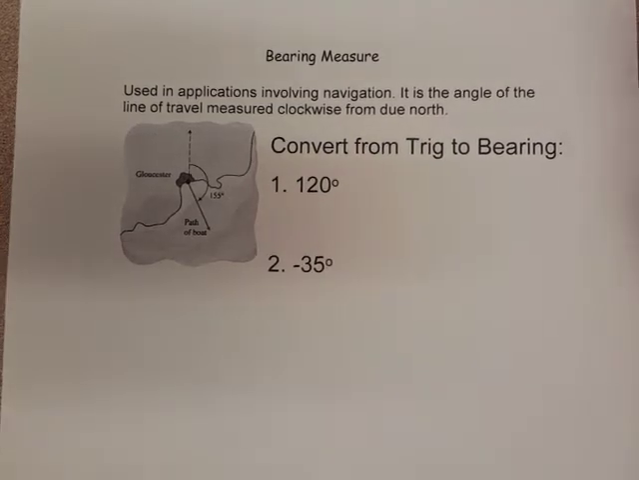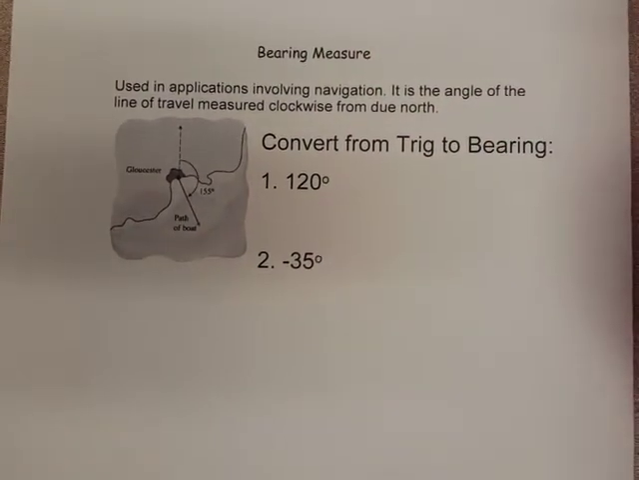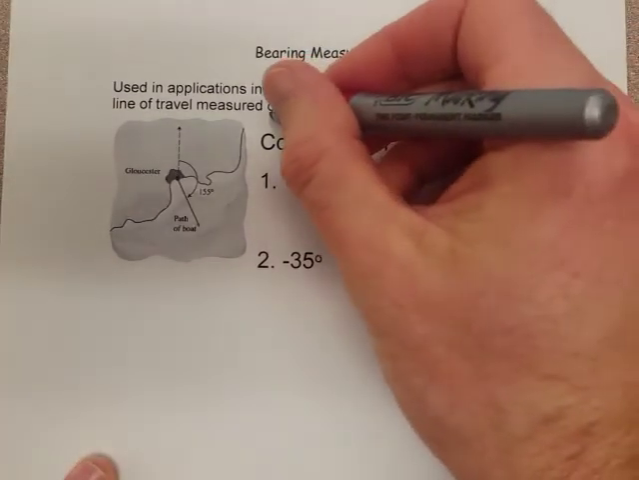Piece for 4.8 day 1 is bearing measure, and that's again one that is carried over from 4.1. We had it earlier on in the chapter, and now we're just coming back to it. So today is where bearing measure will actually be used in several problems. Whenever we're dealing with navigation, it's the angle of the line of travel measured clockwise from due north.